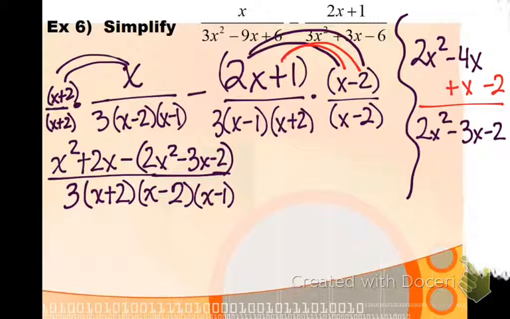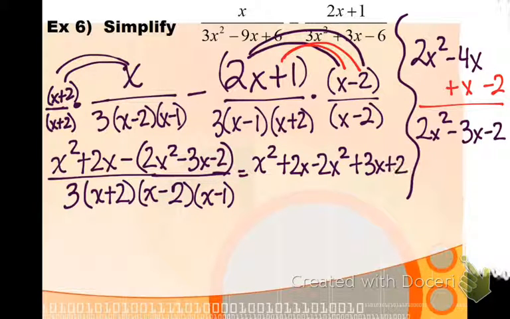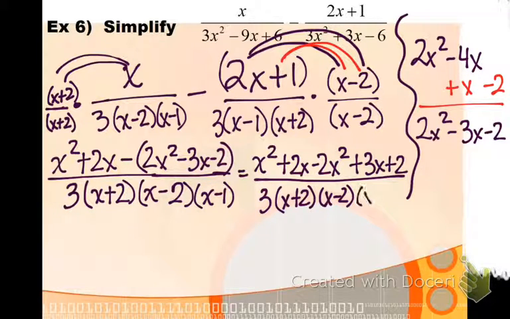Okay, now we still have to switch the signs in the back part. So we've got x squared plus 2x. Good. So we switched all the signs for that parentheses that we had in that trinomial. Our denominator is still the same. 3 times x plus 2 times x minus 2 times x minus 1.